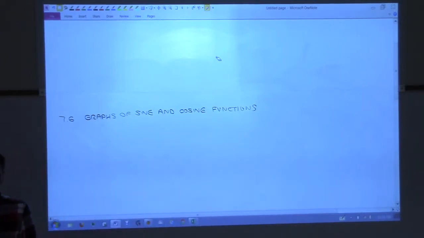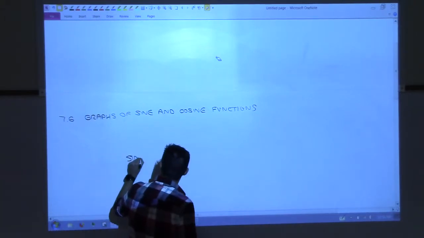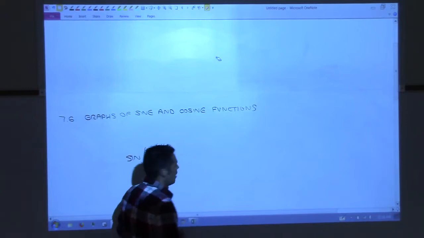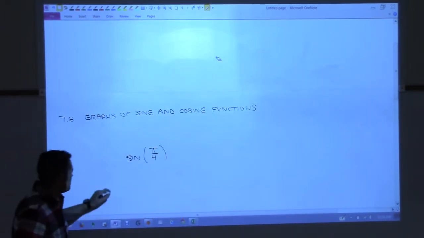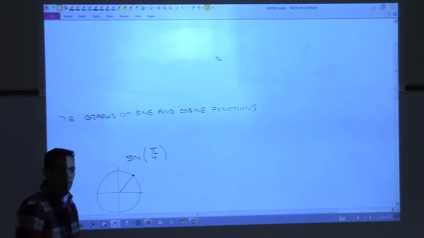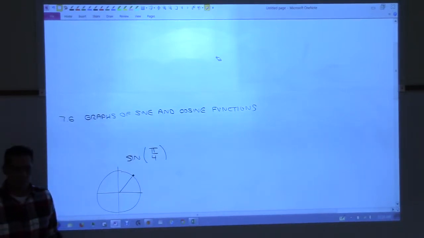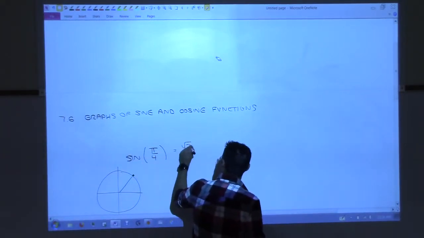So we need to just do something real quickly to make sure that we are all on the same page. Right now, if we talk about the six trig functions, when I give you something like sine of pi over 4, the way that you come up with that solution is to figure out where the angle pi over 4 is, and then you're looking for the y-coordinate of that point. You have to have it memorized, and that would be root 2 over 2. Okay?